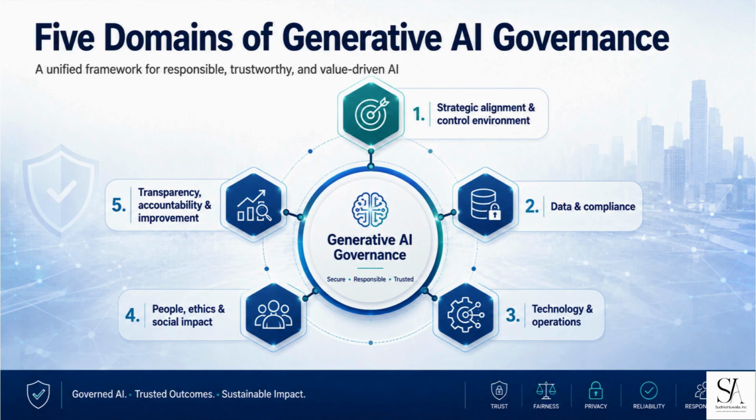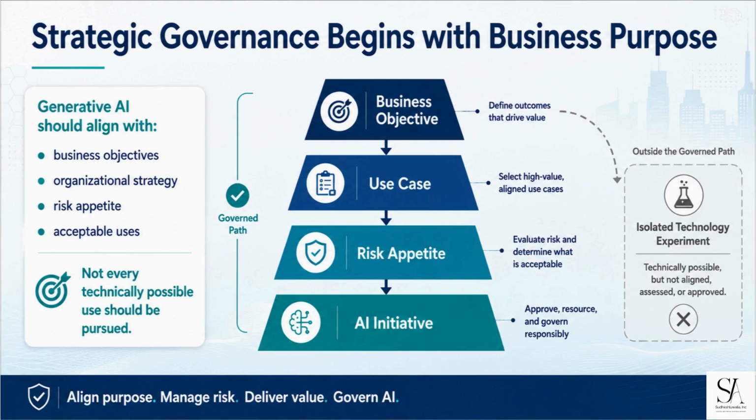The first domain is strategic governance. Generative AI initiatives should be linked to business objectives, organizational strategy, and risk appetite rather than developed as isolated technology experiments. Leadership must determine which uses are appropriate and what level of risk the organization is prepared to accept. This requires clear decision rights. Organizations need to know who can approve a use case, who can authorize a model or vendor, who owns the resulting system, and who has the authority to stop or change it. Without clear ownership, responsibility can become fragmented across technology, business, legal, risk, and compliance functions.